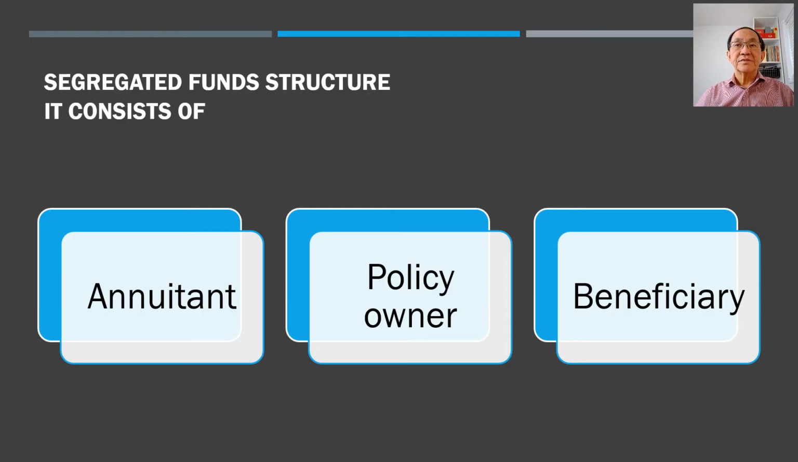Unlike other investments, a segregated fund contract has three parties to the contract. They are the annuitant, the policy owner, and the beneficiary. The annuitant is the person whose life the contract is based on. The policy owner is the person or the corporation that acquires the segregated fund contract and the value in the contract. The beneficiary is the person who will receive the guaranteed death benefit upon the death of the annuitant.